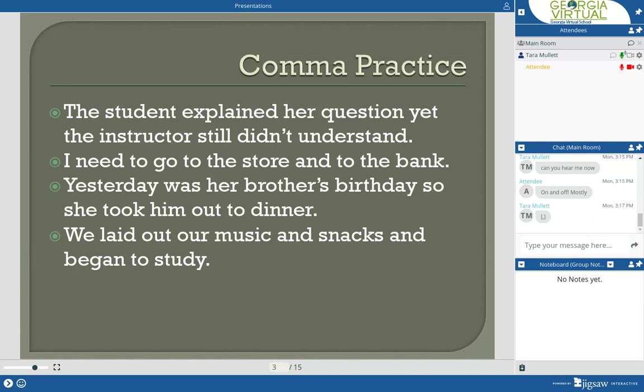Okay, so like I said, if you need to pause the video in order to type out these sentences, you can do so. But I'm going to go ahead and keep moving.